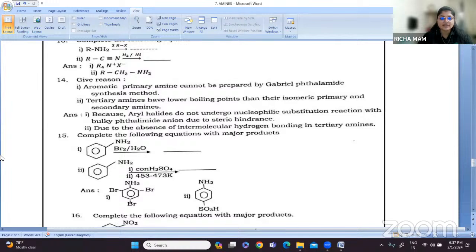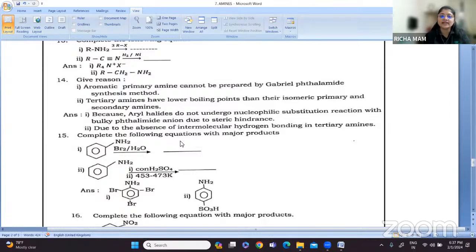Next, complete the following reactions with the major products. This also we have seen, right? When aniline reacts with bromine and water, you get 2,4,6-tribromoaniline. So this is the product.